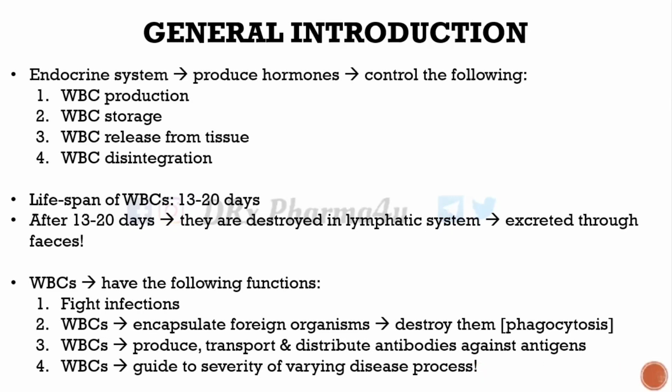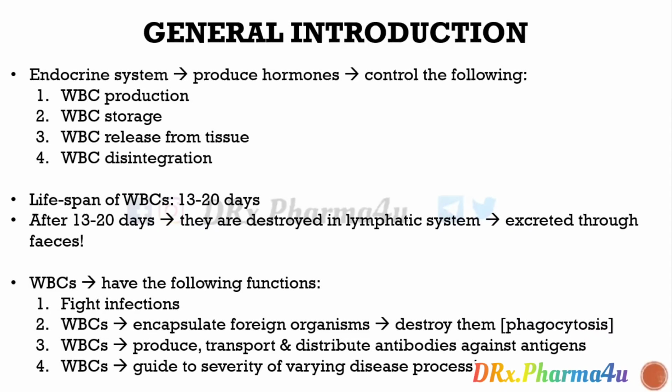WBCs also have the following functions. They fight infections, as you know very well. WBCs are important in that. In WBCs, we have something called macrophages. Macrophages have a process which is known as phagocytosis. When a foreign organism or antigen comes into our body, they encapsulate the foreign organism and digest it. Phagocytosis is also known as cell eating.